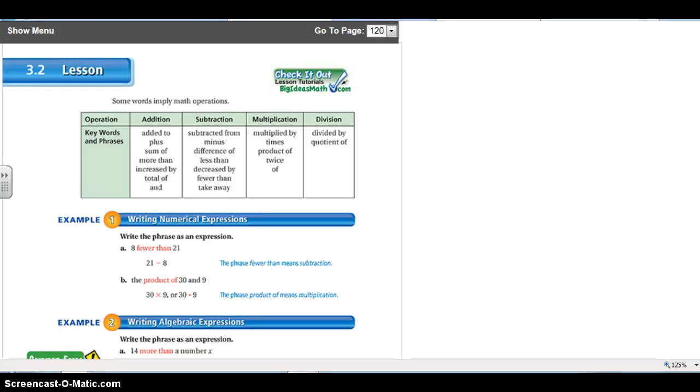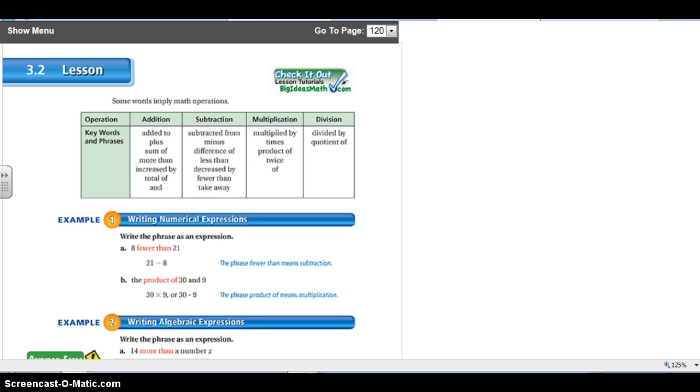Lesson 3.2. We're looking back at the essential question of, can you write an expression that represents an unknown quantity?